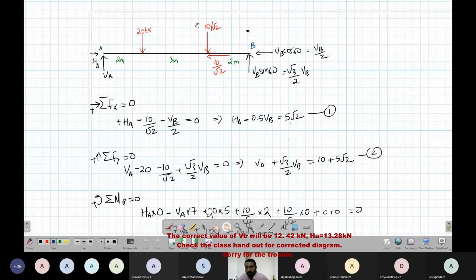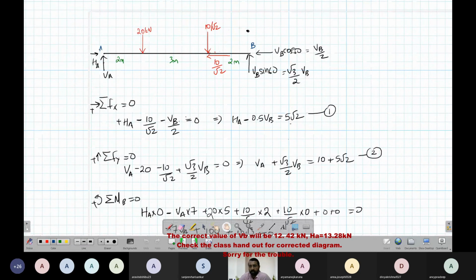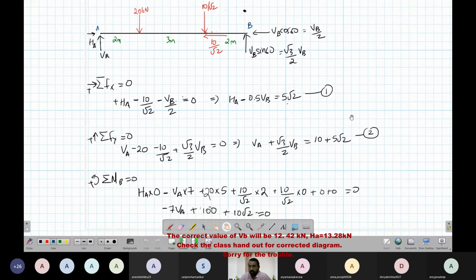So we have forces. In summation of all forces in the x direction, we get HA minus 10 by 2 minus VB by 2. So we got an equation like this: HA minus 0.5 VB is 10 by 5. Then the vertical force will give us another equation.